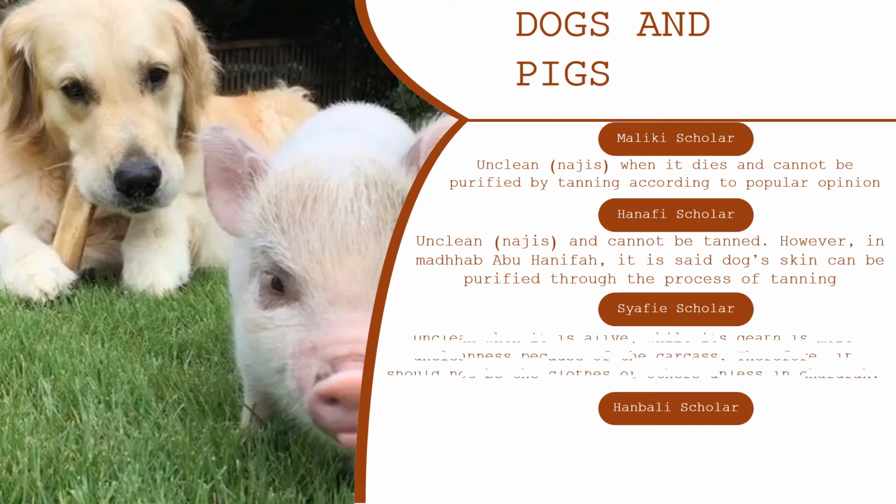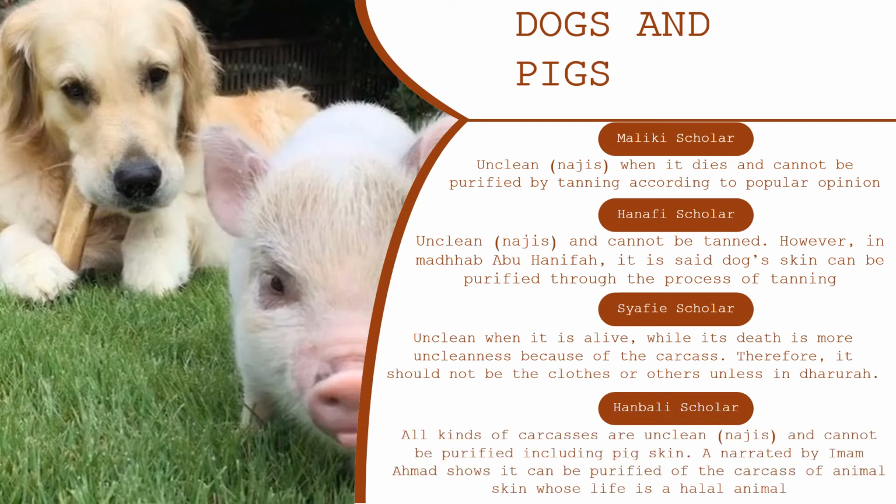Shafi'i scholars, the skin is unclean when it is alive, while its death is more uncleanness because of the carcass. Therefore, shoes, wallets and clothes that were made from pig skin, its impurity cannot be removed, as it is a physical impurity. For that reason, a Muslim has to keep away from the goods. The last one is the opinion of Hanbali scholars. All kinds of carcasses are unclean, najis, including the pig skin.